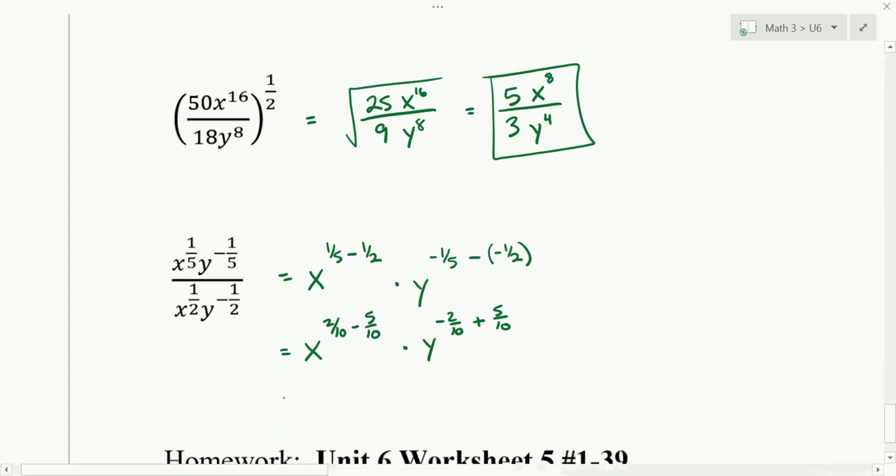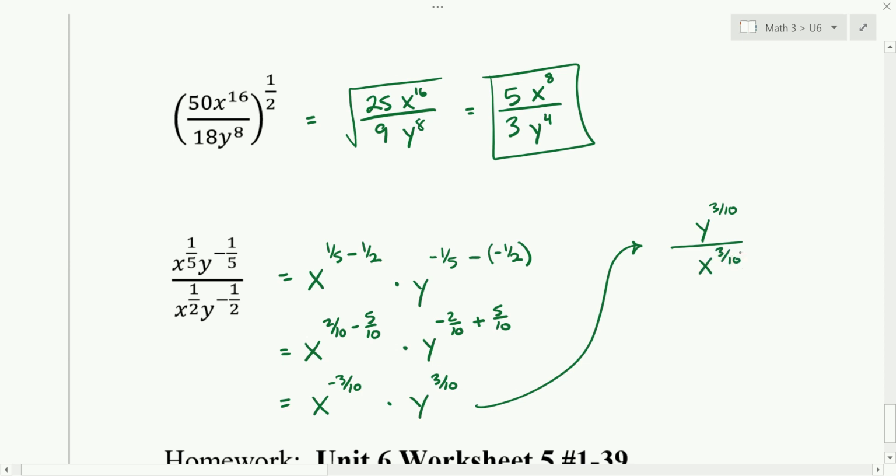So when we subtract the exponents for the base x, we end up with x to the negative 3/10. And for y, we end up with y to the positive 3 over 10, which we can't stop there because the x has a negative exponent. And so what we do is we now put it in a fraction. The numerator stays y to the 3 over 10. The denominator becomes x to the 3 over 10. We're moving that to the denominator and making the exponent positive.